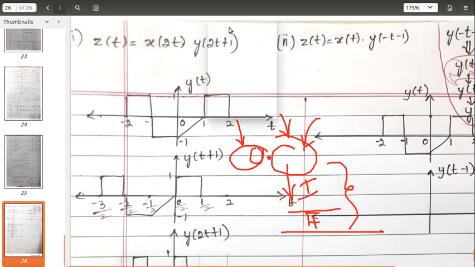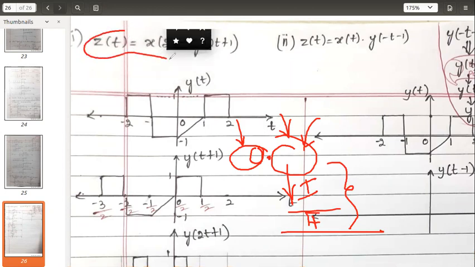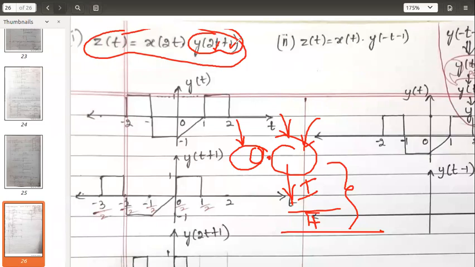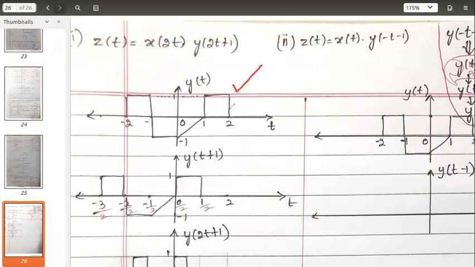Okay, this is your first signal. You need to multiply these 2 signals. I will start with this: y of 2t plus 1. So how many operations are involved here? There is a scaling, there is a shifting. According to the precedence rule, I should first shift the signal and then go for scaling. So let me start. This is your y of t signal.